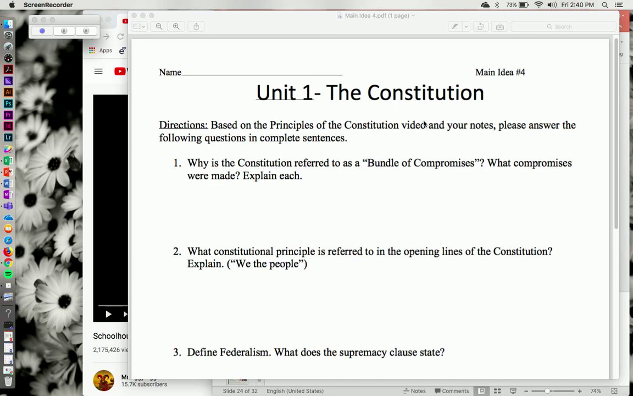All right, welcome to the fourth video on Unit 1, the Constitution. What you're seeing here, we've gotten to know pretty well at this point. This is your main idea number 4 worksheet. This goes along with the Principles of the Constitution video that we are doing right now.